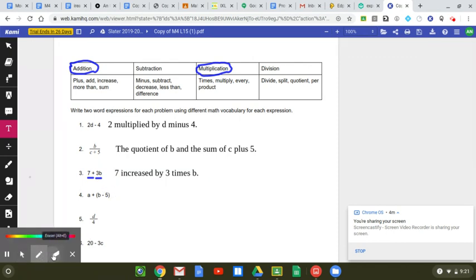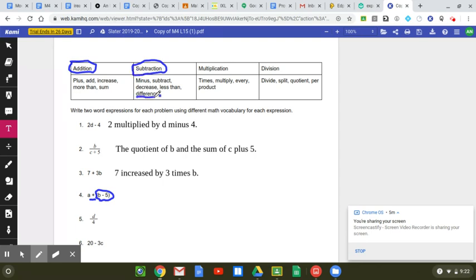Okay, for example 4, we have addition, but we want to indicate that the subtraction is happening first because we have this in parentheses. So when you're talking about the answer to a subtraction problem, obviously we're using addition and subtraction here, but we definitely want to use the word difference. Or you could say maybe b minus 5 and then add the a. That could work too.